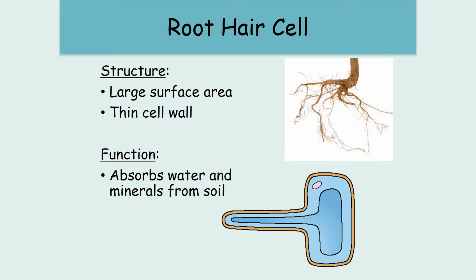Now, their adaptations, what they have that is special, what makes them different to a general plant cell, is they've got a very large surface area. And that is provided by this projection that you can see coming from the side of the cell. That increases the surface area. That means more water and minerals can be absorbed. They have a very thin cell wall. That's going to be really, really useful because it means that more stuff can be absorbed in a quicker time.